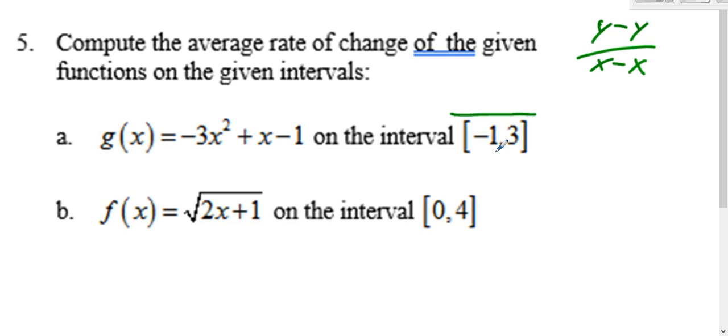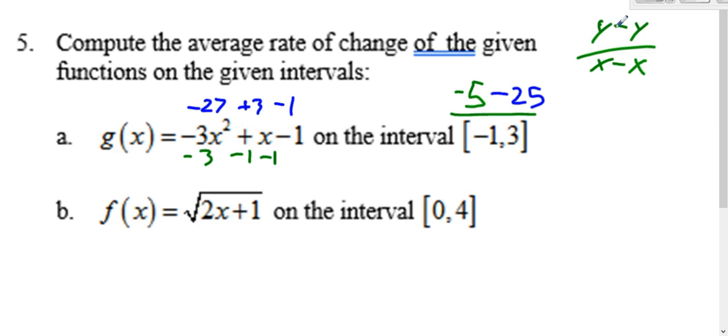When you plug in negative 1, squared is 1, times negative 3 is negative 3. Minus 1, you get negative 5. When you plug in 3, squared is 9, times negative 3 is negative 27. Plus 3 minus 1. That's negative 25.